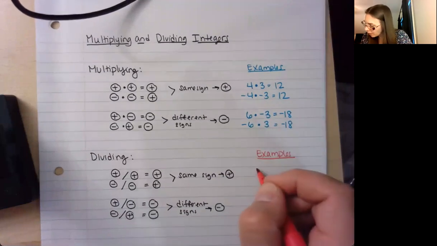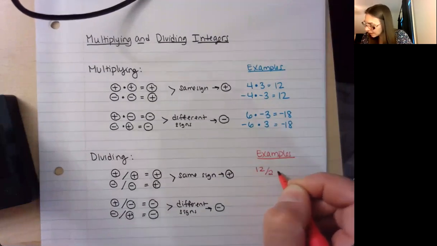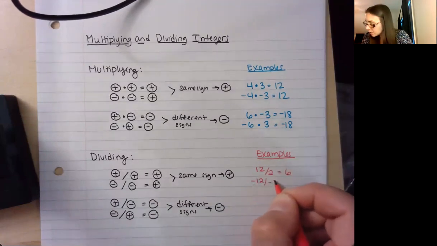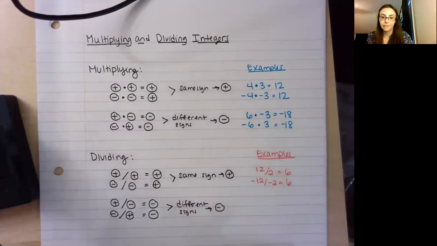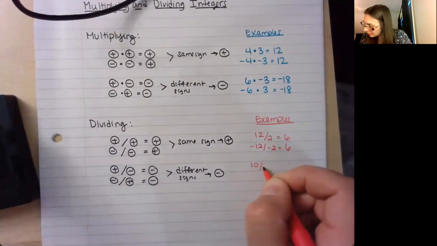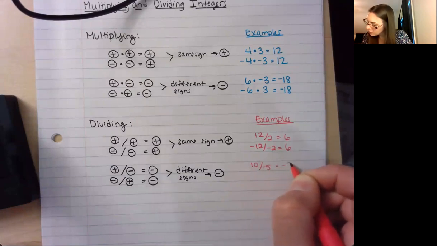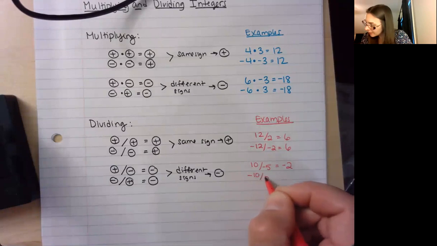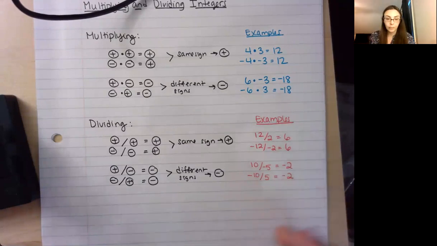So let's say I have 12 divided by 2, I would get 6. Or if I had negative 12 divided by negative 2, I still also get 6. If I have 10 divided by negative 5, I have negative 2. Or if I have negative 10 divided by positive 5, I still have negative 2.